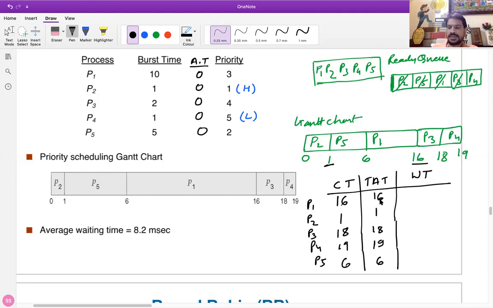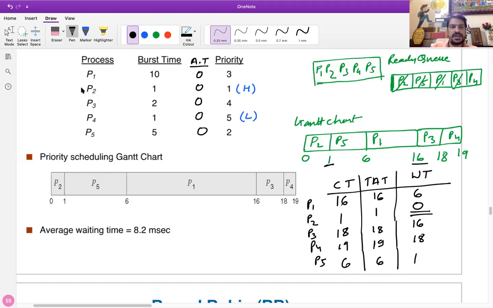Now let's go to the waiting time. It's turnaround time minus burst time. Turnaround time is 16, burst time is 10, so it will be 6. Turnaround time is 1, burst time is also 1, so it will be 0. Turnaround time is 18, burst time is 2, so it will be 16. Turnaround time is 19, burst time is 1, so it is 18. Turnaround time is 6, and the burst time is 5, so the waiting time will be 1. So you see that the higher priority gets the chance earlier, and it doesn't have to wait for a longer period of time.